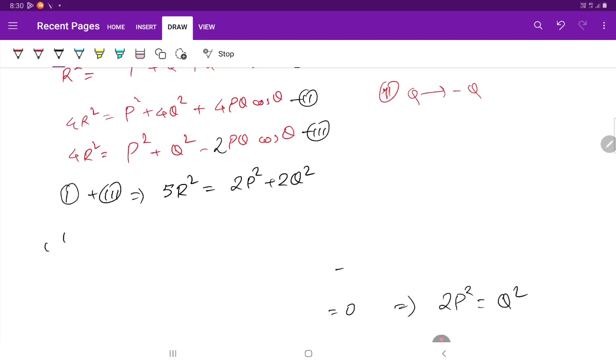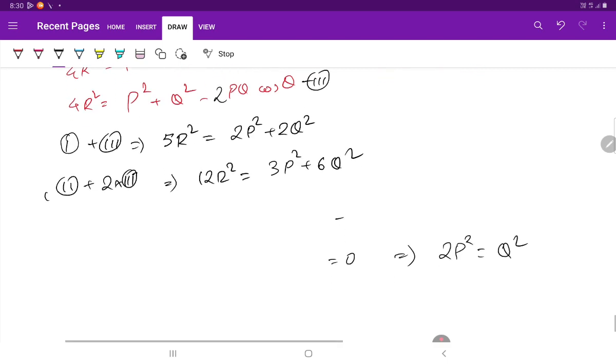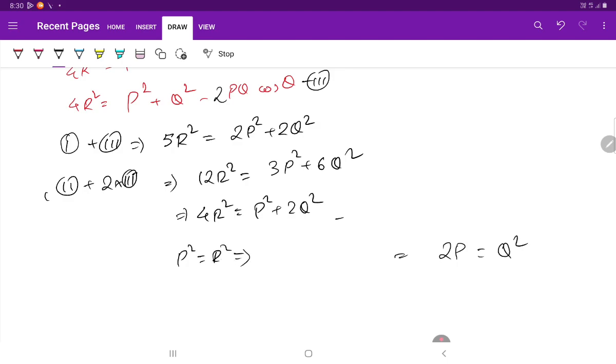Now second plus 2 times third will give us 12r square is equal to 3p square plus 6q square, right? From here we'll get 4r square is equal to p square plus 2q square. Subtract these two equations, you'll get p square is equal to r square, and since p and r denote magnitudes, both will be positive, so I can say p is equal to r.